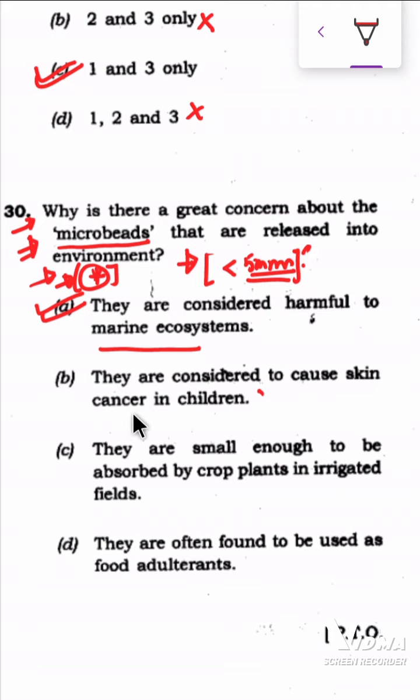They are considered to cause skin cancer in children. It is not right. Actually, microbeads come from various skin products and cleaning products, so it is not like that. Statement 3: they are small enough to be absorbed by crop plants in irrigated fields. No, it is also not right. And they are often used as food adulterants. No, that is not right. They are not used as food adulterants. They are not decomposable. So option A is right.